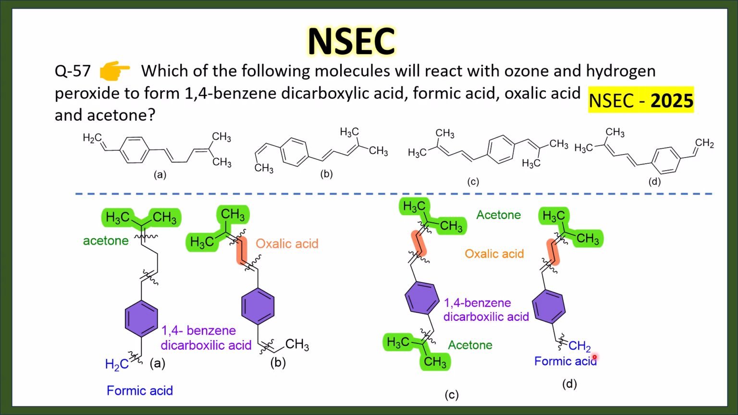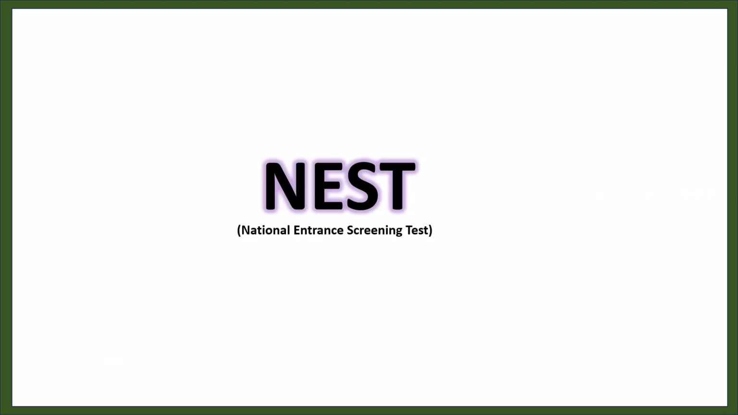Let's do this part. We get formic acid from formaldehyde. This is 1,4-benzene dicarboxylic acid. This gives oxalic acid. This part gives acetone. So option D is the correct option. Now we will do the next PYQs.